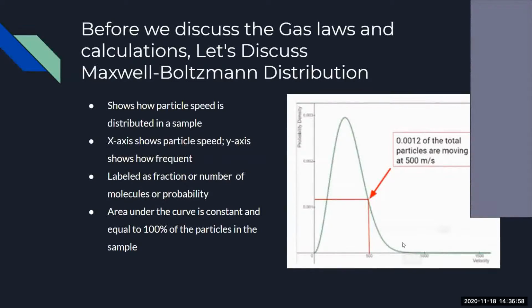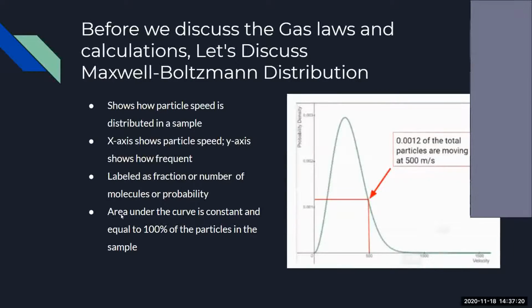The x-axis will always be the speed or velocity of the particles. And then your y-axis will be how frequently we find particles at that speed. Sometimes they can be a fraction on the y-axis, or they can be just a number, like 0.00, a probability.